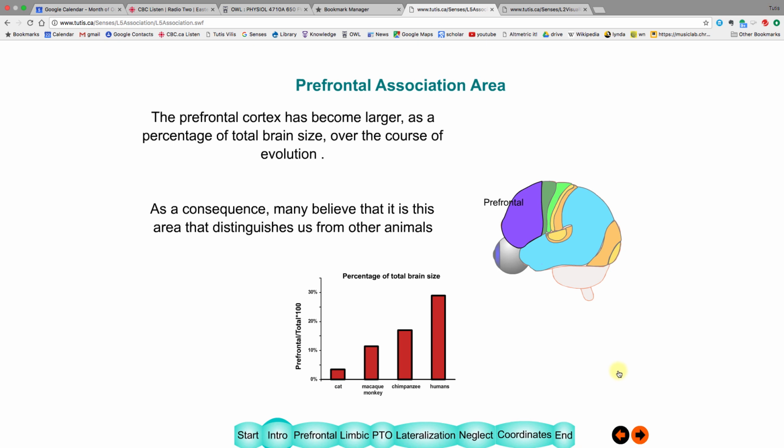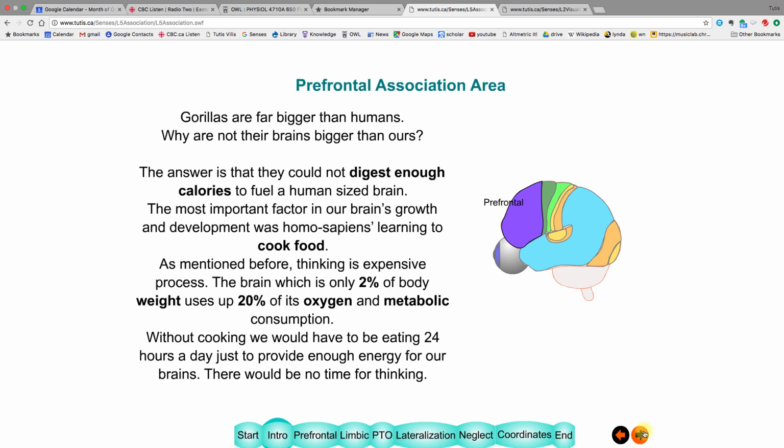Now, why do you think this happened? Why has Homo sapiens developed such large brains, in particular large frontal cortex? And the answer is surprising. It's cooking. Our ability to cook food is what allowed us to develop such large cortices.